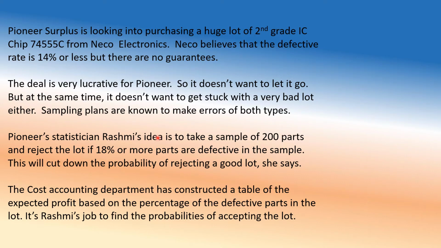Now this one is a very special problem I created for this purpose. A company called Pioneer Surplus wants to purchase some B-level parts from Nico. Now Nico does not know how many are defective, but they believe, based on previous experience, 14% or less are defective. It's a huge lot, nobody has time to check it, and it costs a lot of money to check. So that's what the belief is. Now Pioneer loves this deal. They're getting a very good price.